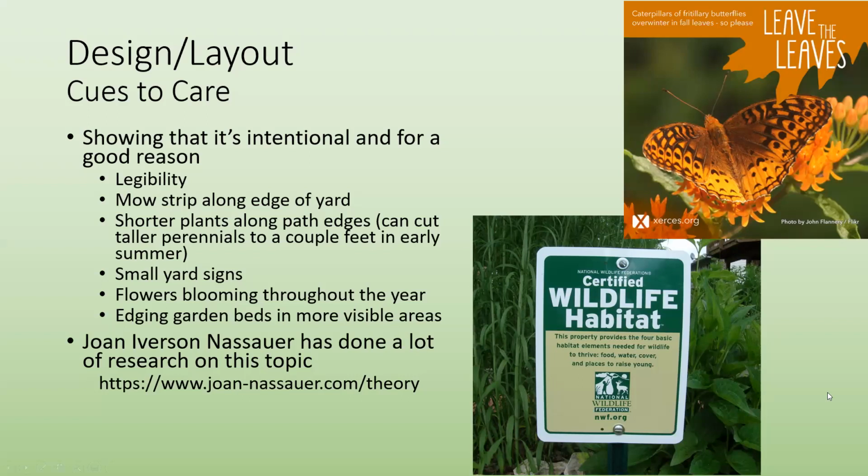And the small yard signs, and flowers blooming throughout the year, are a big help too, because it's obviously good for pollinators, and it also helps to look more attractive to the average person, and obviously to gardeners. And if you have a garden bed right by the road, you could edge that one a little bit more often than somewhere in the back, just so it looks a little neater in more visible areas. And Joan Iverson Nassauer has done a lot of research on this topic. I put the link to her website here.